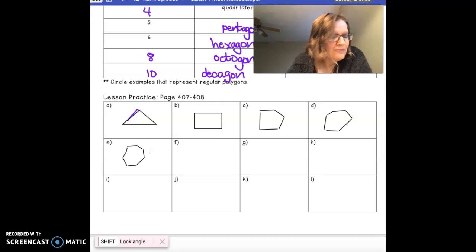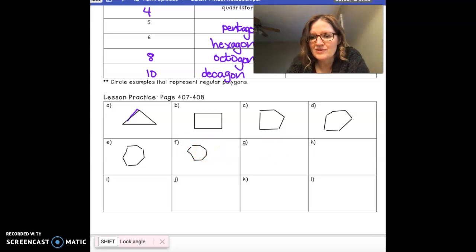And for F, they want a decagon. Here we go. 1, 2, 3, 4, 5, 6, 7, 8. Oh, you know what? We're going to have to erase this. Let's try it again, guys.